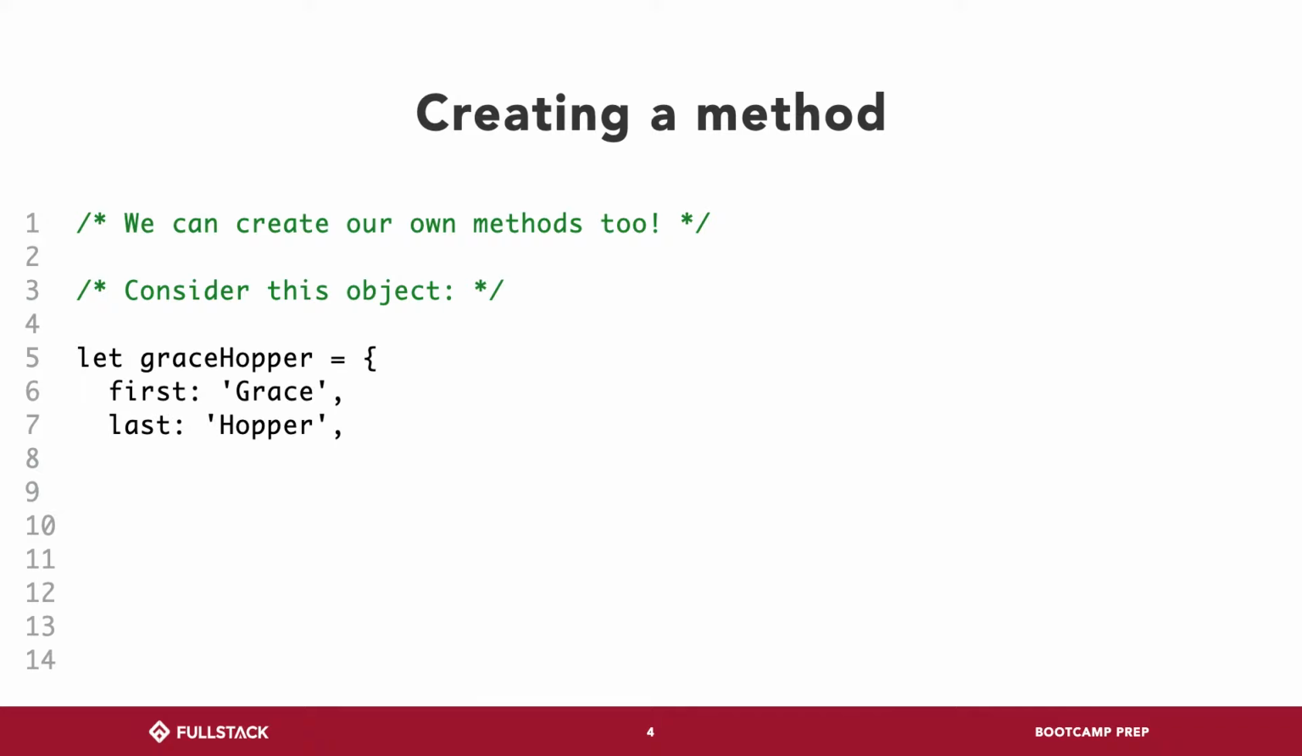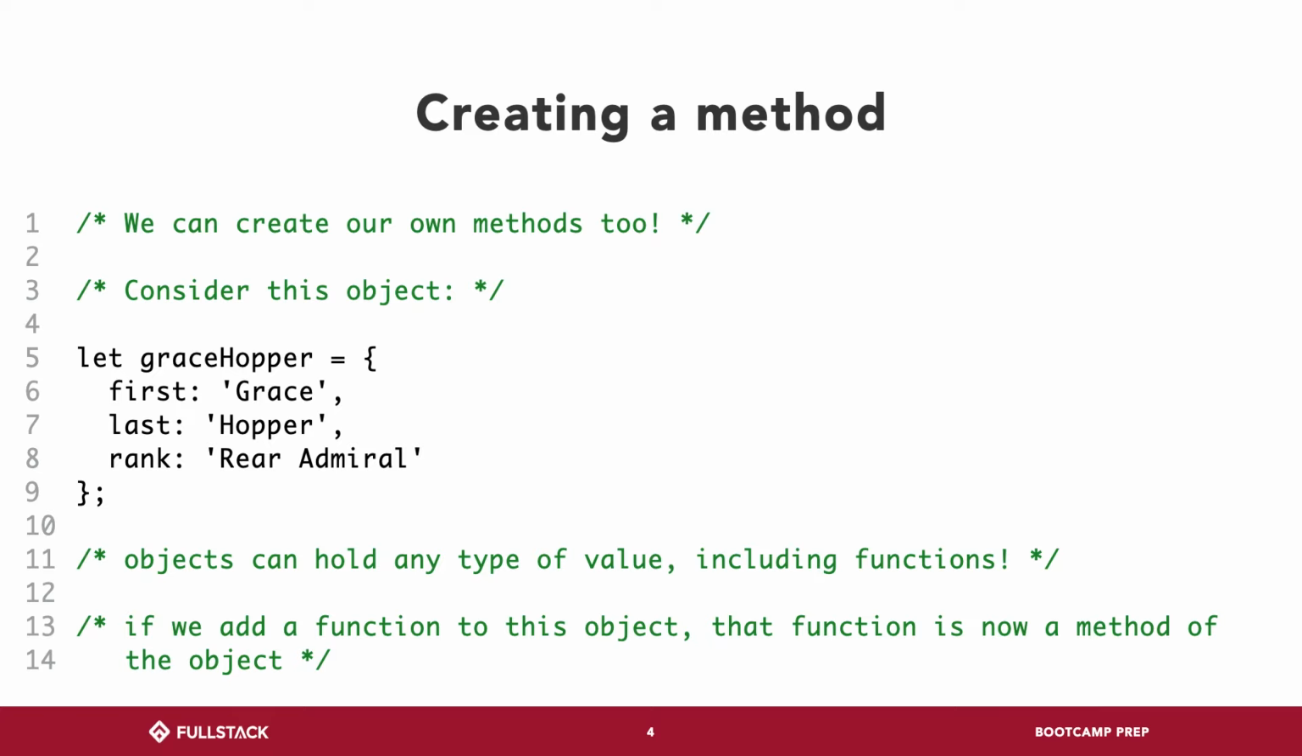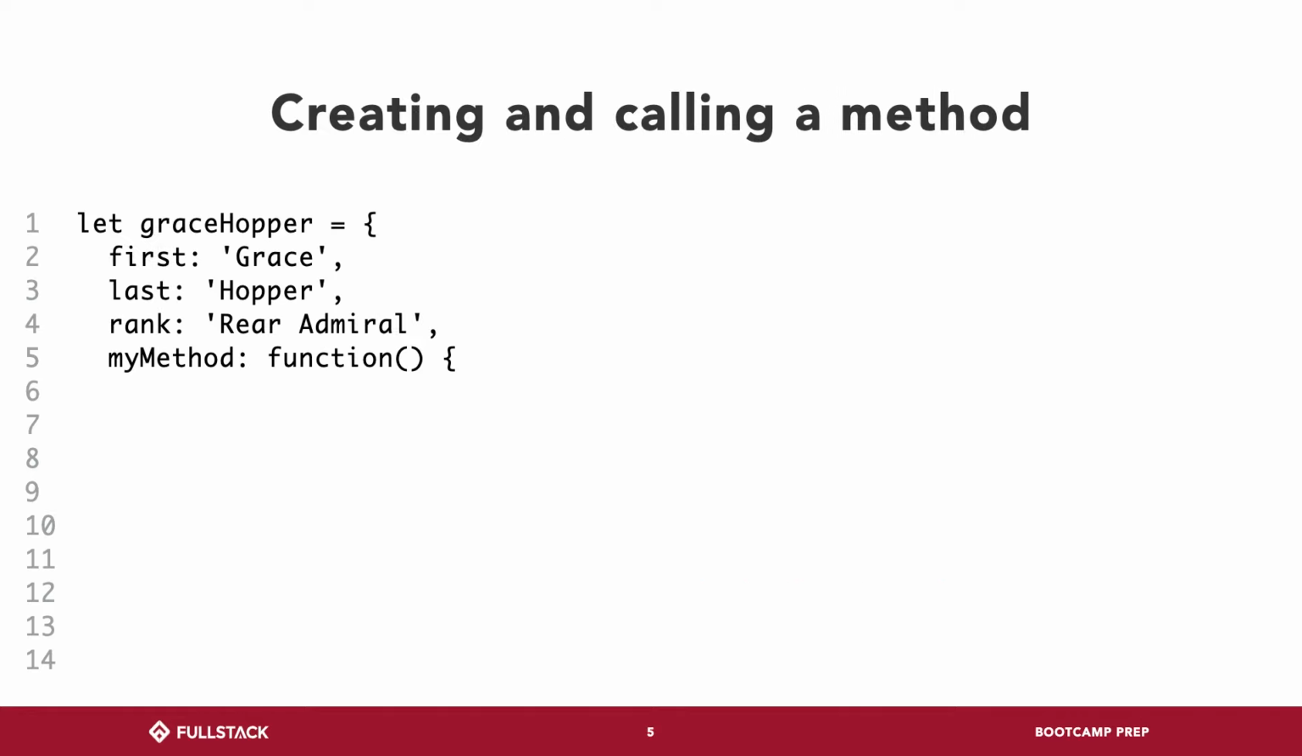Consider this object. Let Grace Hopper. So Grace Hopper has a name key whose value is Grace, a last key whose value is Hopper, and a rank key that is Rear Admiral. Objects can hold any type of value, including functions. If we add a function to this object, that function is now a method of the object. So we will add another key, myMethod, and it will be equal to a function that says console.log, I'm from a method.